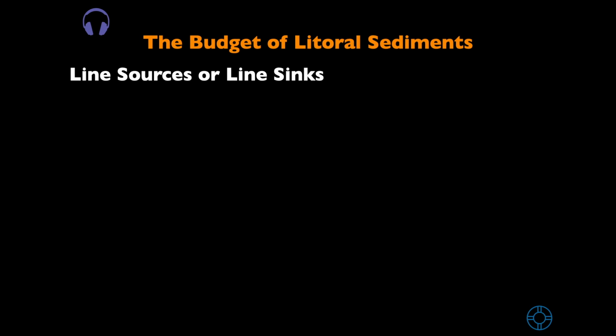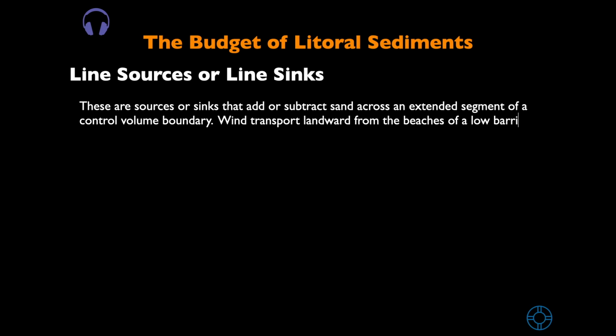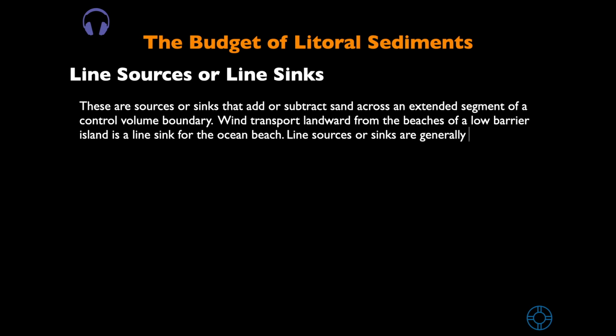Thinking about line sources or line sinks, these are sources or sinks that add or subtract sand across an extended segment of a control volume boundary. Wind transport landward from the beaches of a low barrier island is a line sink for the ocean beach. Line sources or sinks are generally measured in units of volume per year per unit of shoreline.